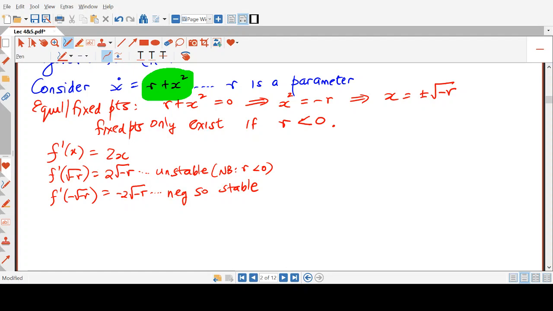Remember, root of minus r only works for r being negative, and in those circumstances you get some positive answer, the root of minus r. Then you multiply by minus 2, and it'll become negative. If at any time you're confused, then just stop me and we can discuss it again.